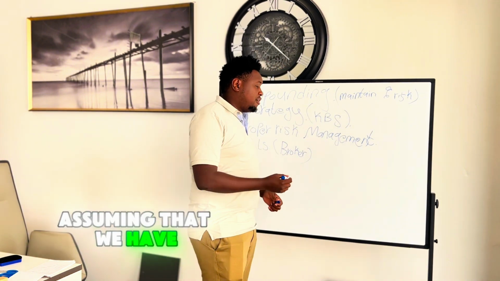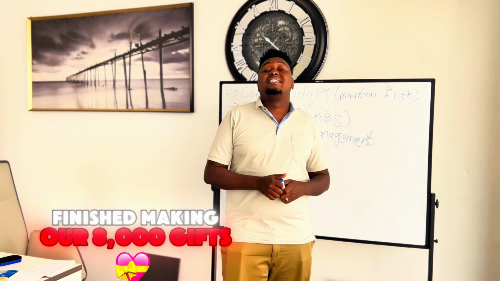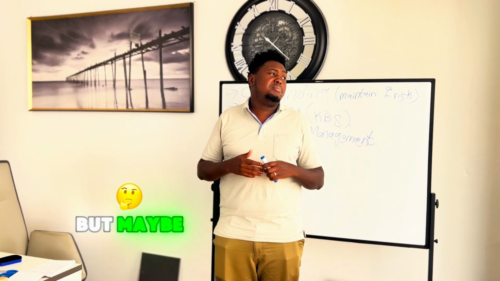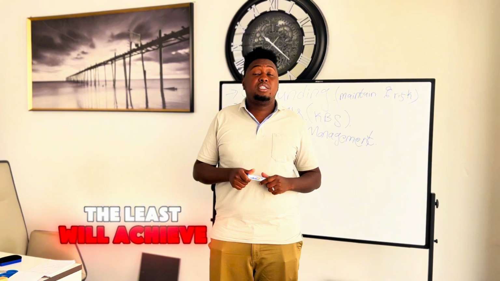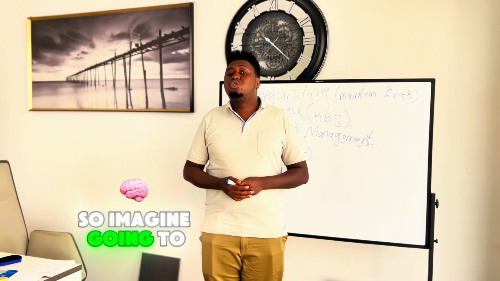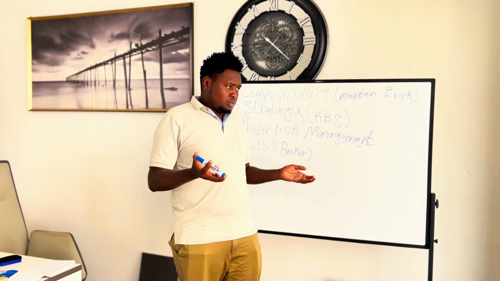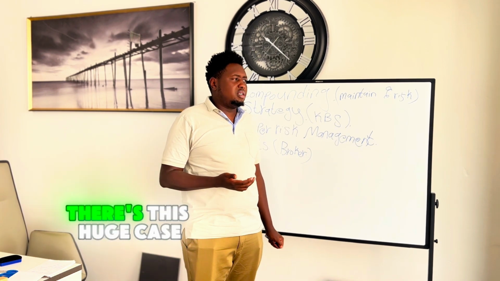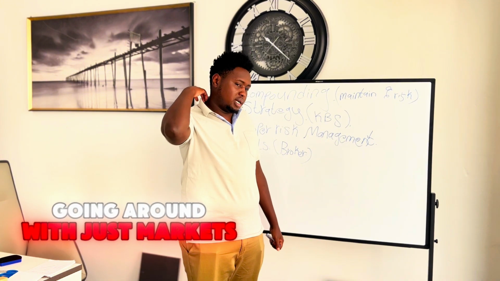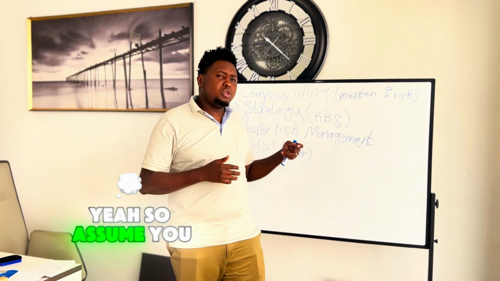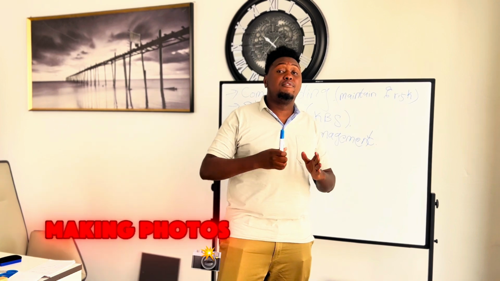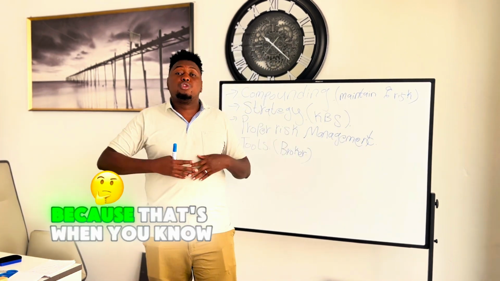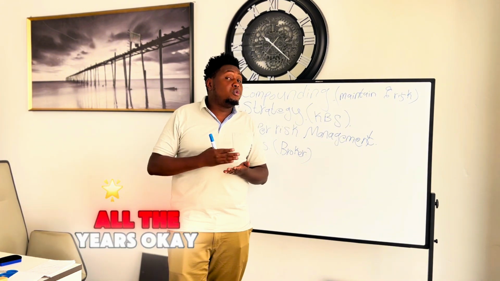So assuming, guys, you have finished making our 8,000, maybe you will not get to 8,000, but I think the least we will achieve is $4,000. So imagine going to withdraw your $4,000 and you start getting stories. I don't know, there's this huge case going around with some markets. So assume you get to that 4,000. It's your first time making 4,000. You want to withdraw that money. Now this is where it goes wrong, because that's when you know your broker for who they are.